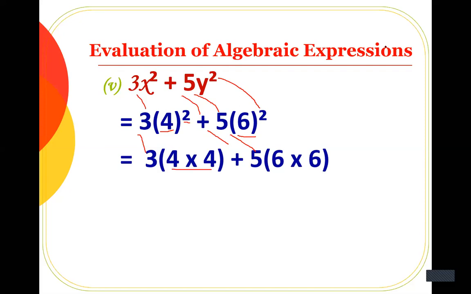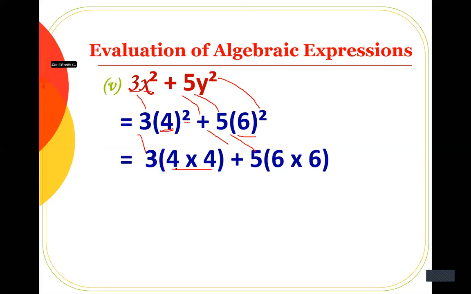This is the method to solve the algebraic expression. 3 inside bracket 4 means you have to multiply 3 by 4, because I have told you in the earlier classes that 3 is going to multiply with the variable x. That's why you are writing inside the bracket.